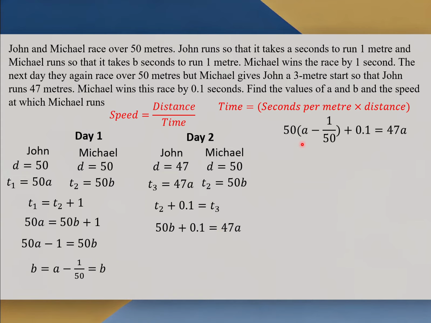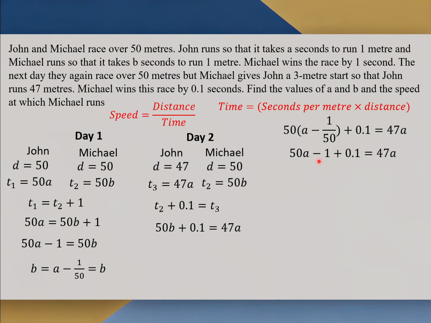So if I substitute it in, it becomes 50(A − 1/50) + 0.1 = 47A. Now we're just going to use our normal understanding of algebra to get A by itself and solve. That means we're just expanding these brackets. So 50 times A is 50A. 50 times 1/50 is 1. So we have 50A take away 1 plus 0.1 is equal to 47A.